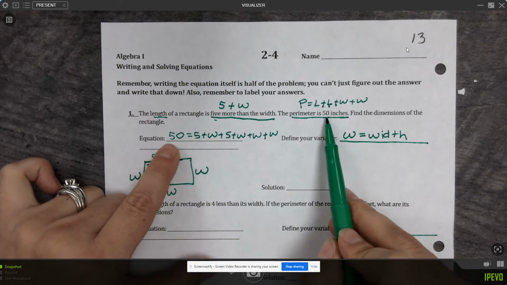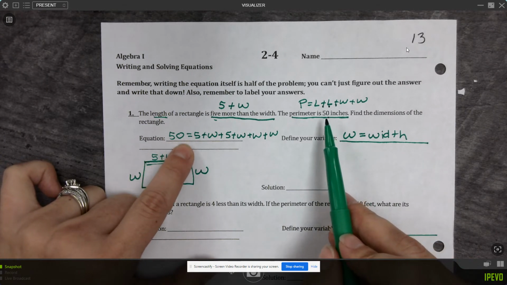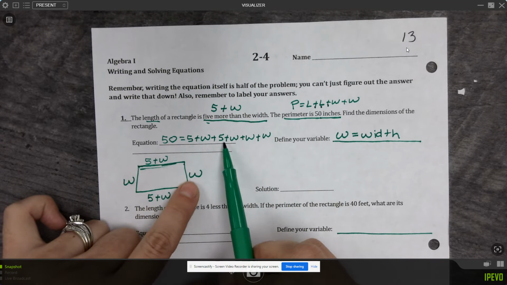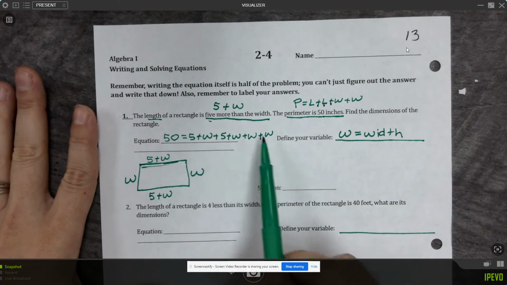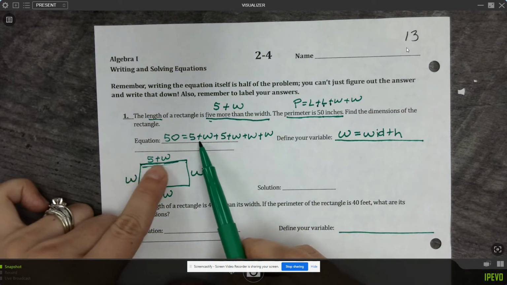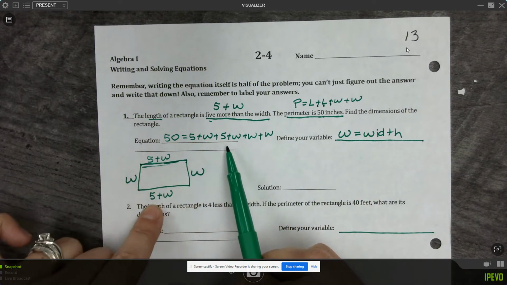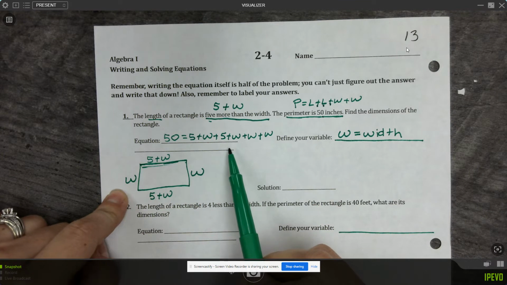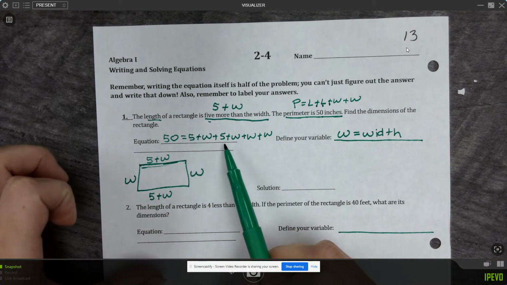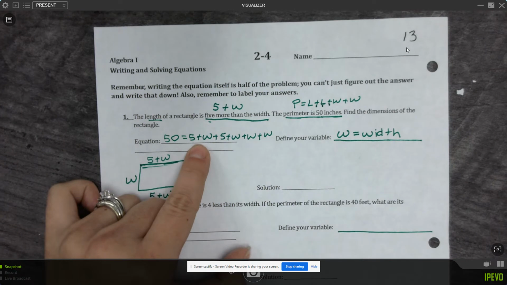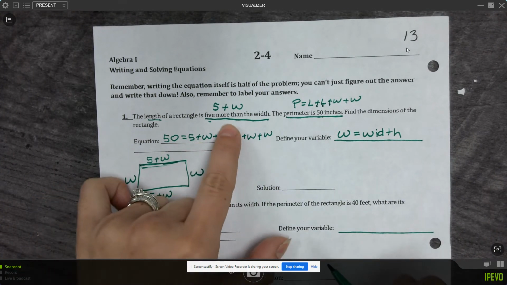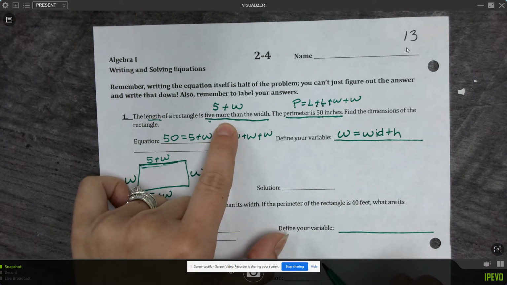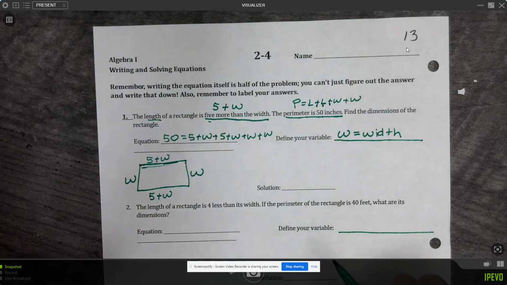So I'm taking what I know my perimeter is and setting it equal to all 4 sides added together. And it doesn't matter what order you have those in, right? You could have done 5 plus W plus 5 plus W plus W. As long as you have all 4 sides and they're all being added. Now, this right here, in between that 5 and that W, is a plus sign only because it says more than. If that would have said a less than or subtracted from or difference, then you put a minus sign.